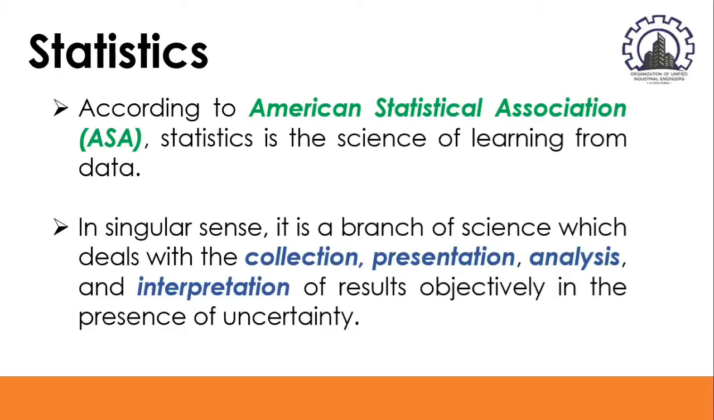So these are just some of the few examples of the first definition of statistics, which is a set of numerical data or observations. On another definition, in singular sense, it is a branch of science which deals with the collection, presentation, analysis, and interpretation of results objectively in the presence of uncertainty.